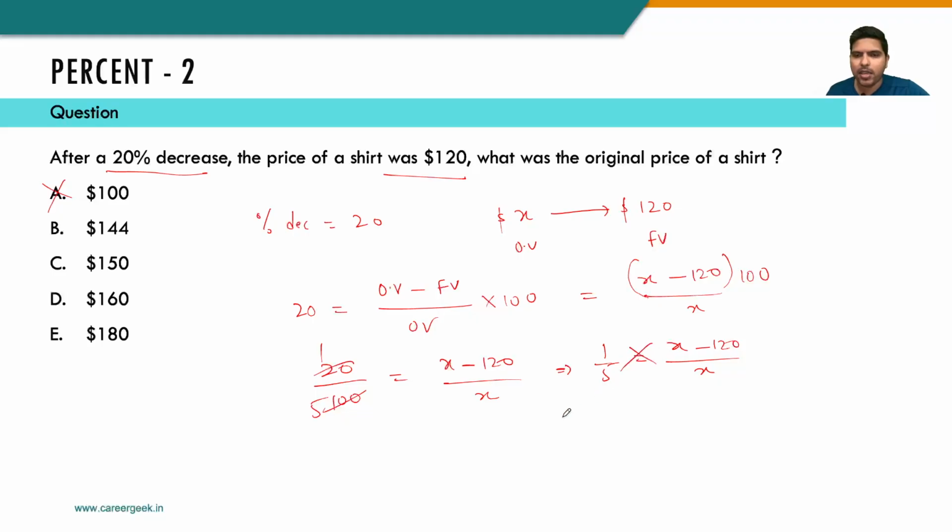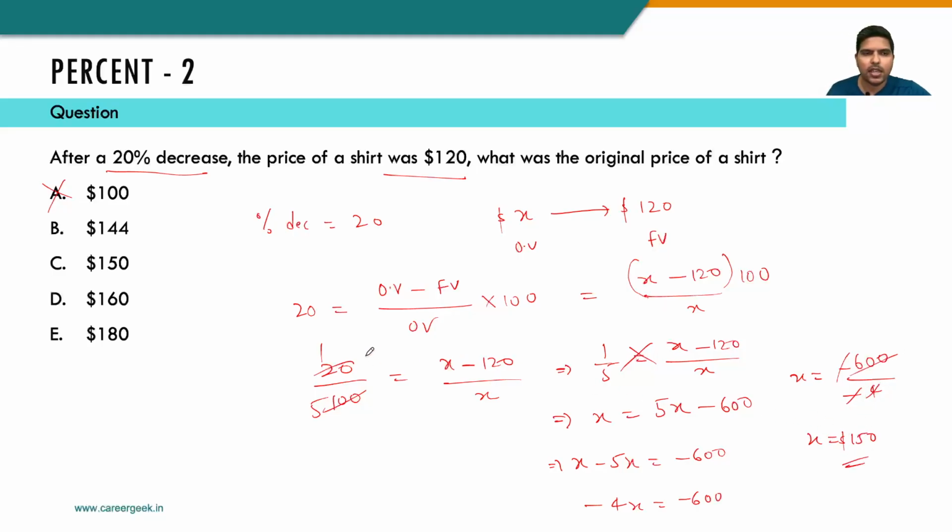So cross multiply. I get X is equal to, you can solve this. So bring all the variables to one side. X minus 5x is negative 600. Negative 4x is negative 600. And you divide by negative 4 on both sides. So this comes to $150. That's the original price of the shirt.